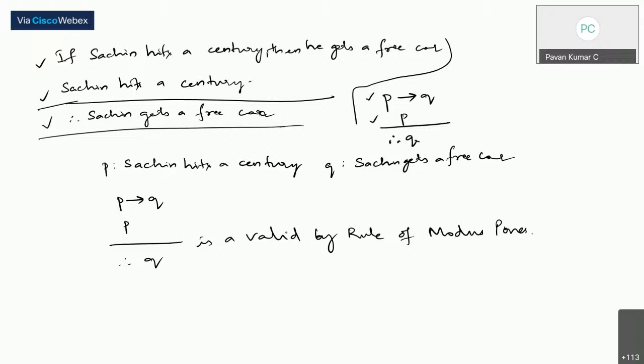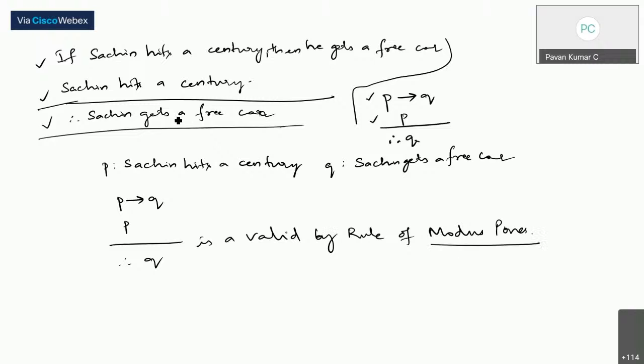This is the logic. That means we are using this logic to build intelligence. So now the computer can take a decision based on this. If Sachin hits a century, then he has to get a free car. So in this case, Sachin has got a free car. So by the view of modus ponens, this is a valid statement.